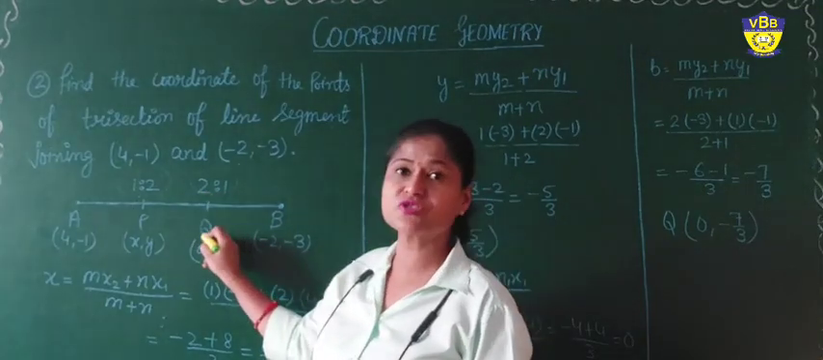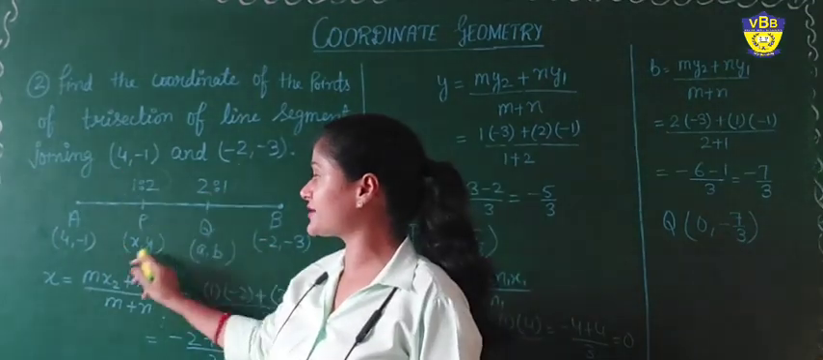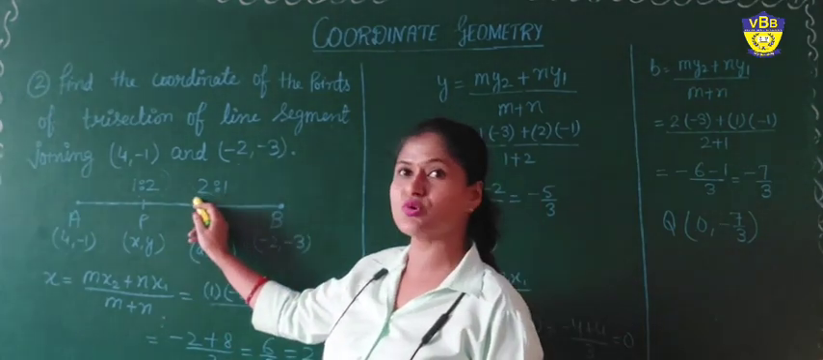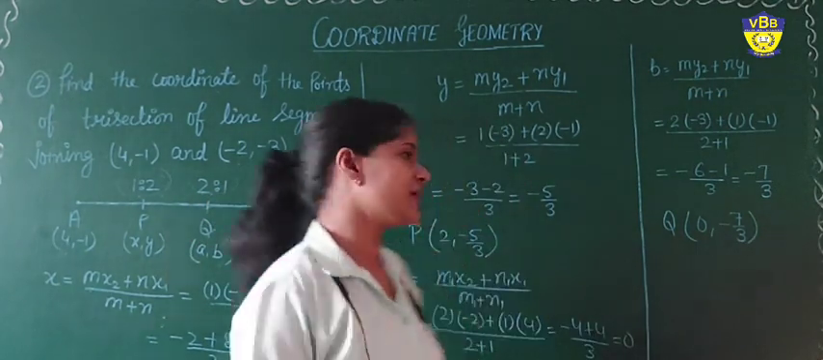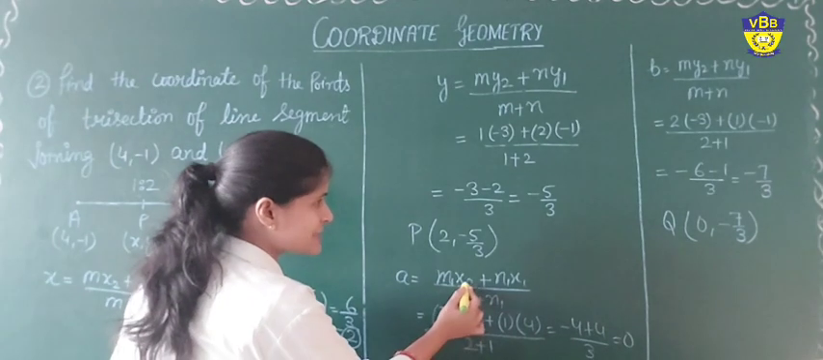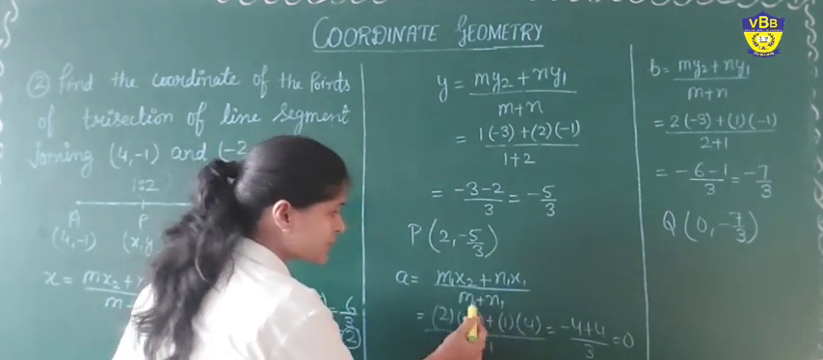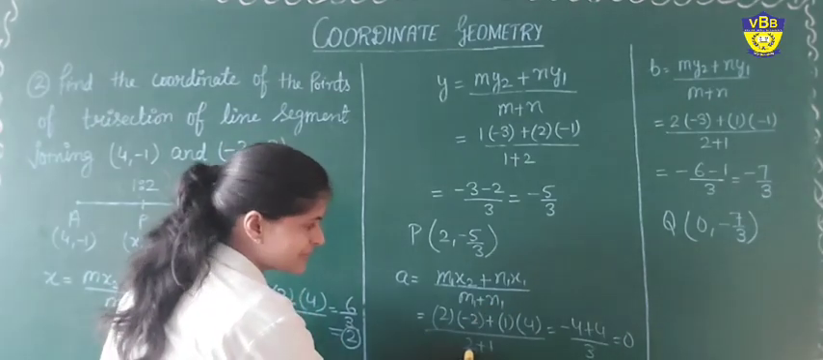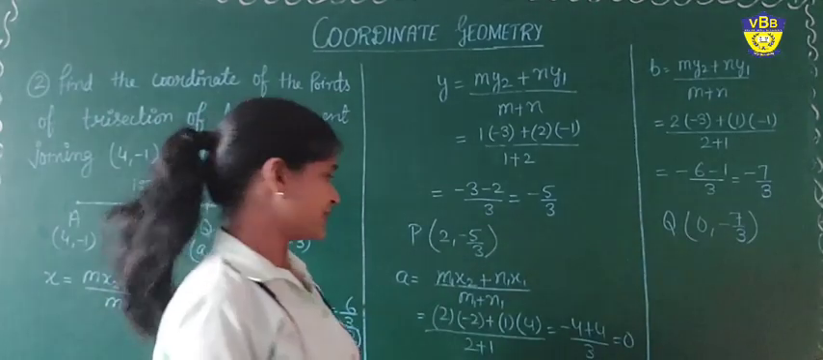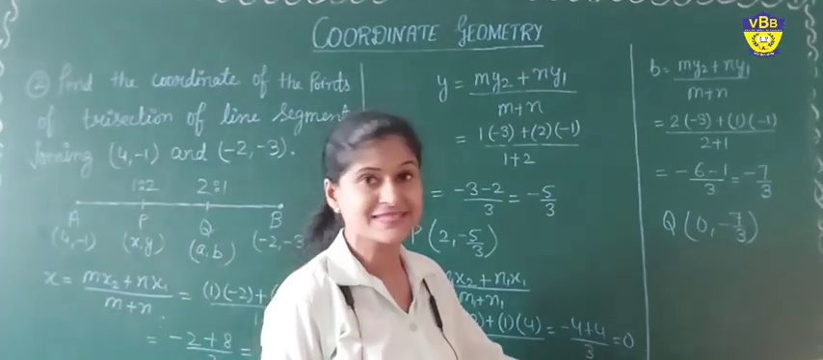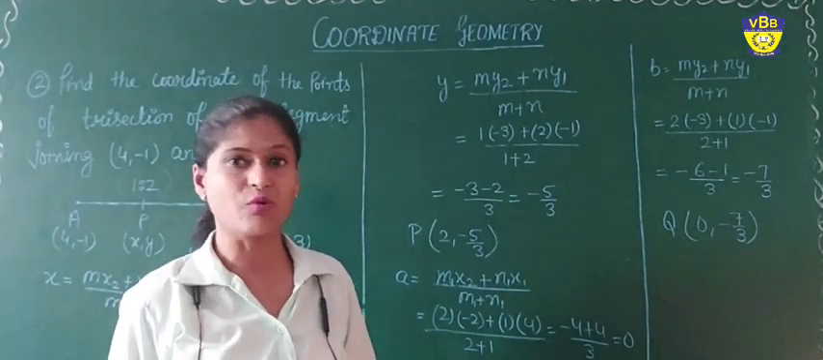Now we are talking about the Q coordinate. We are not taking the P coordinate. So the ratio will be 2:1. Here m1 is 2, x2 is minus 2, n1 is 1, x1 is 4. m1 and n1 add up to 2 plus 1. Then we solve the part: minus 4 plus 4 makes 0 by 3, that is 0.